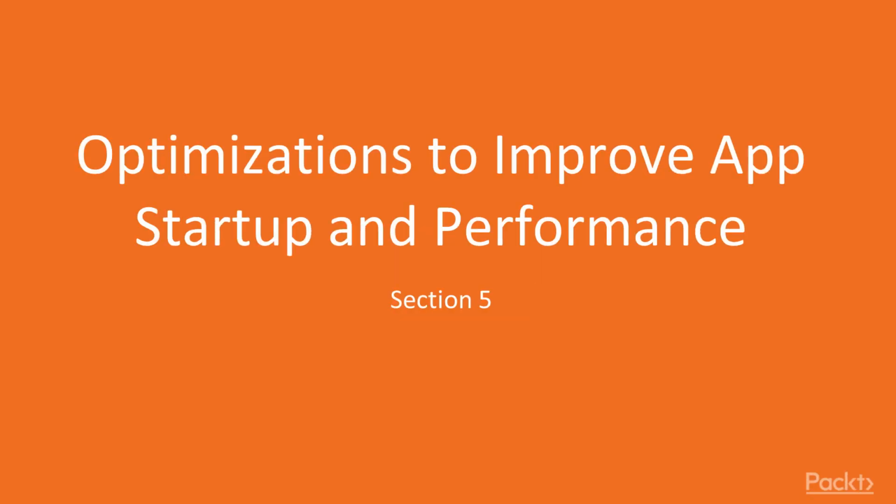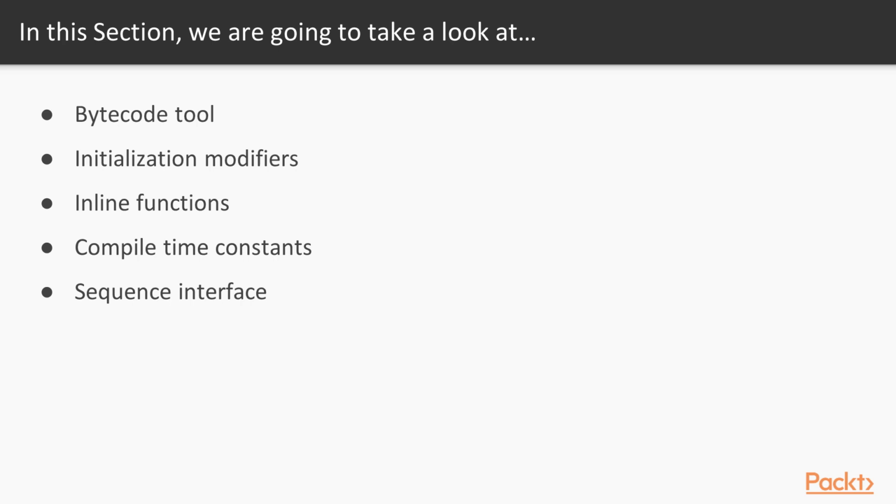Hi, and welcome to section 5, where we'll discuss optimizations to improve app startup and performance. We'll learn how to use the Kotlin Bytecode tool to observe additional overhead, using late and lazy properties to delay initialization, inlining high-order functions to avoid additional Java calls, applying const to companion object properties to avoid generating extra methods, and using sequences to avoid creating temporary lists.